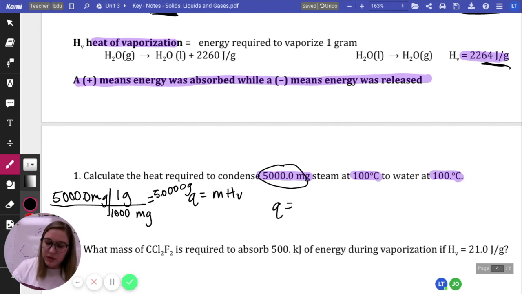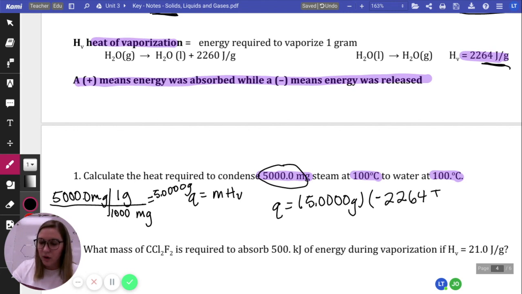All right, so now I'm going to plug it in. So Q is equal to 5.0000 grams times our heat of vaporization. Now guys, here we are condensing. We are going from a gas to a liquid. So it's going to release energy because it's an exothermic process. So instead of having a positive value here, I'm going to have a negative value for my heat of vaporization because I'm going from a gas to a liquid. So negative 2,264 joules per gram.